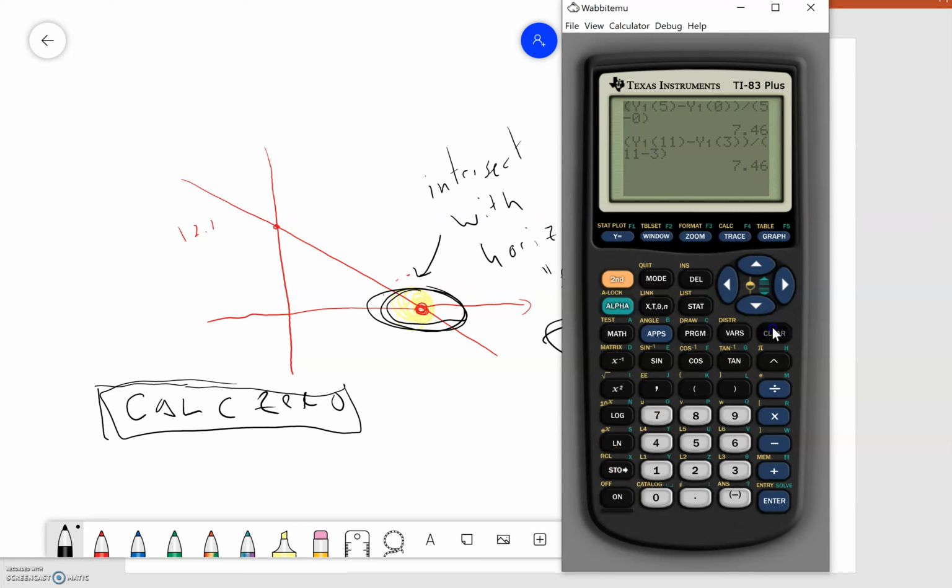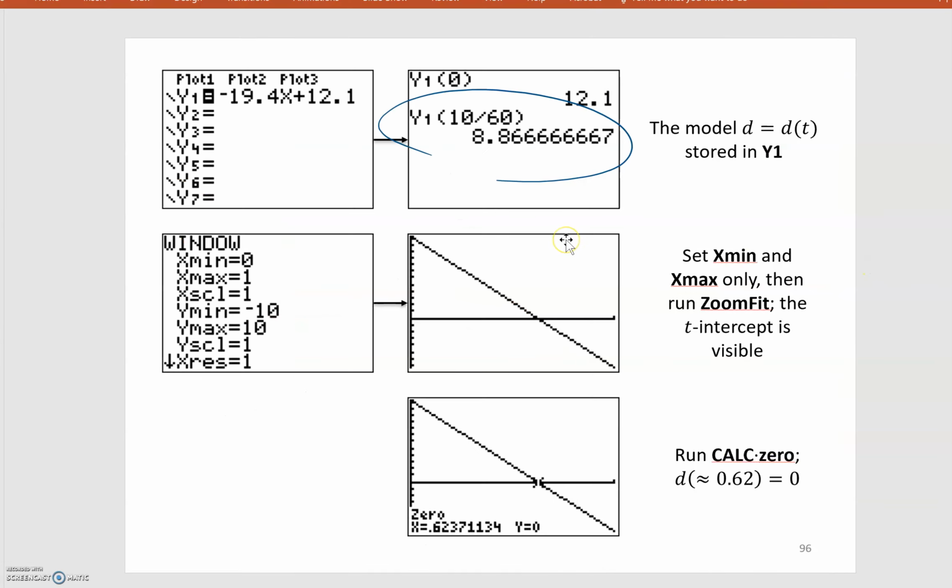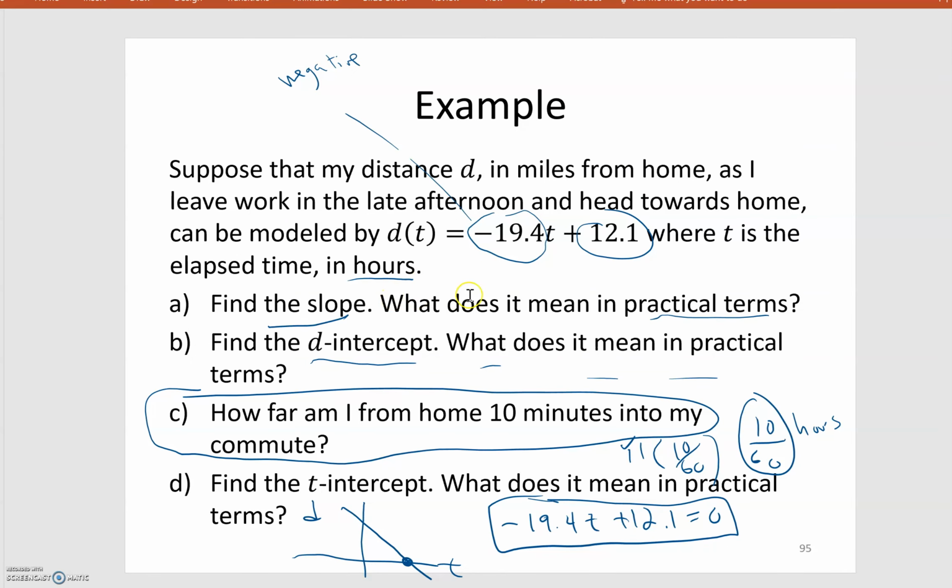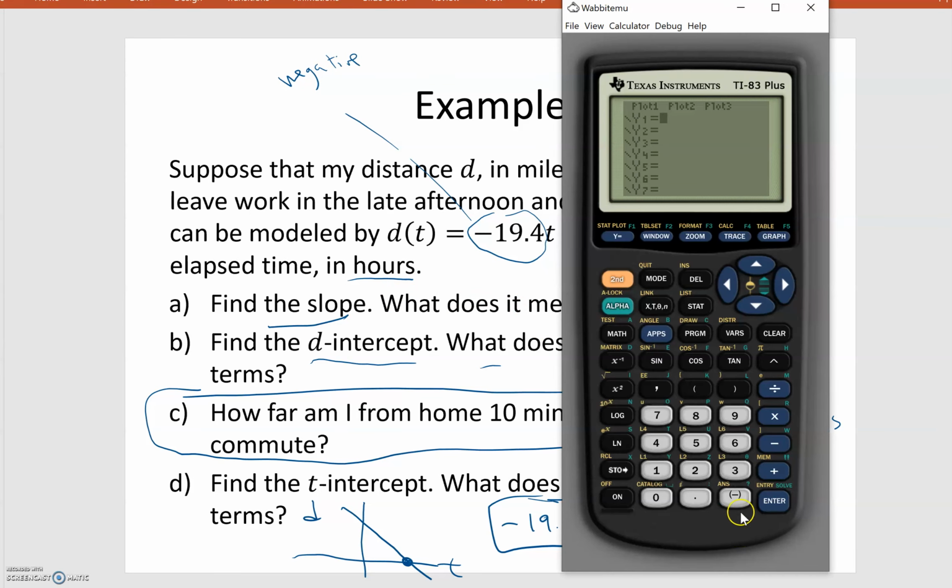Okay, let's clear all this stuff. Now I don't actually have the function entered, so I better do that. What is the function? I've forgotten. Negative 19.4x plus 12.1. Okay, that's my function. Let's look at a reasonable window. We can leave it at 0 to 30, but let's make sure that we have a decent zoom fit, so let's try that.